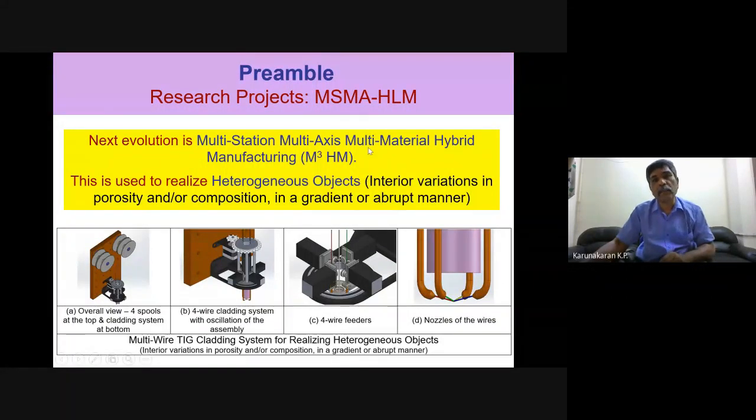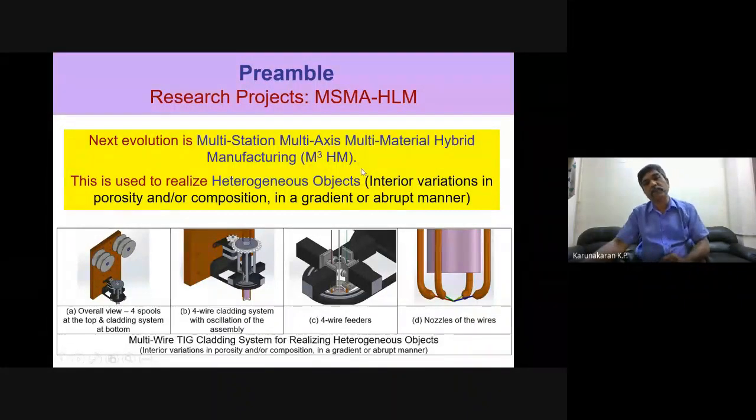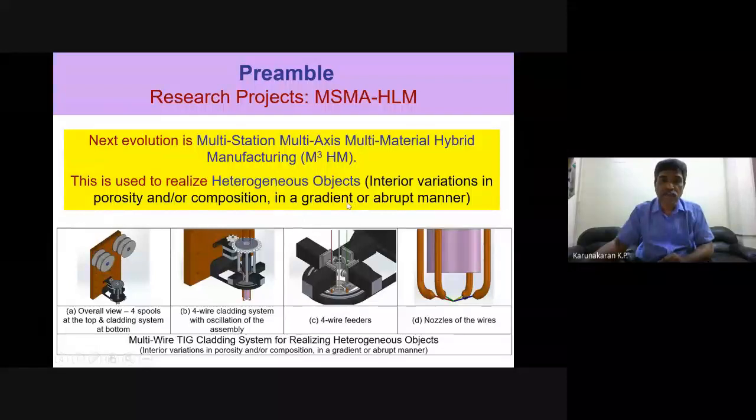So we call it M-Cube HM. We have submitted it to IGSTC, the Indo-German Science and Technology Center, for funding in collaboration with a German partner. Let's see what happens. But this is our next goal.